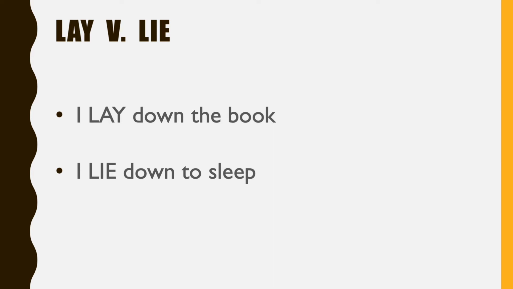Here are two common examples of using lay versus lie. I lay down the book. We can see this as an action of putting down. And then the second one is I lie down to sleep. This is to be in the horizontal position. This is that to be element.